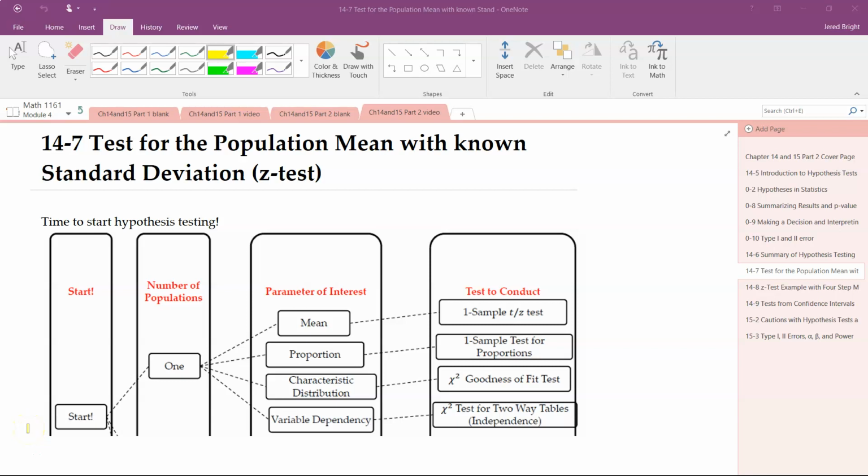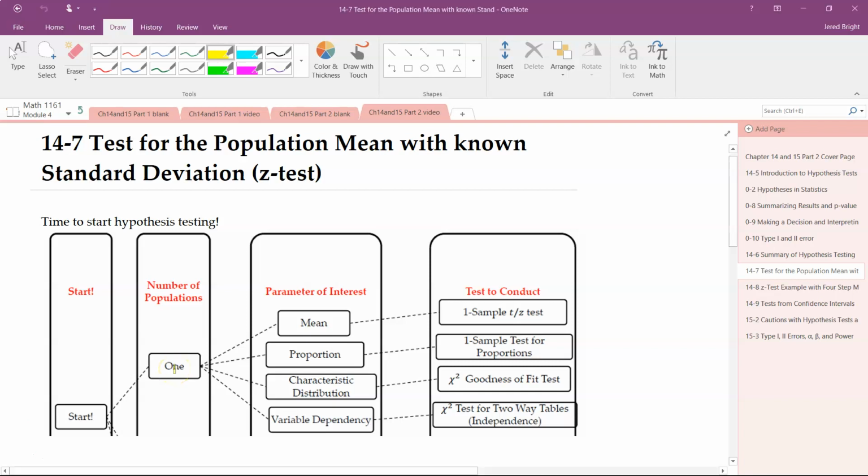Having reviewed the general structure of hypothesis testing, it's time to start doing the hypothesis test, right? And filling in those little details of, okay, how do we get this p-value? And then reinforcing how to make decisions is here as well. So we're going to start with the test where we know the population mean.